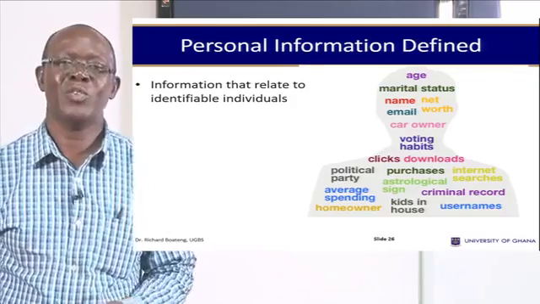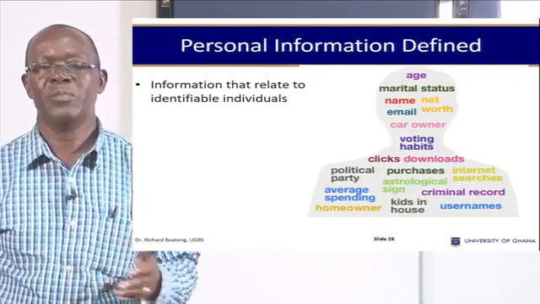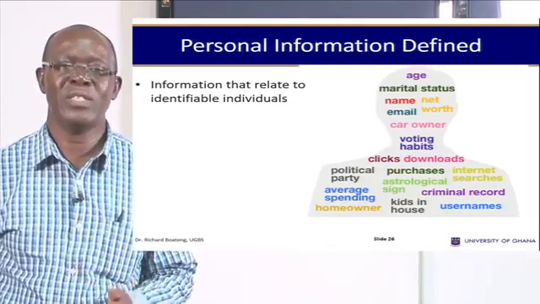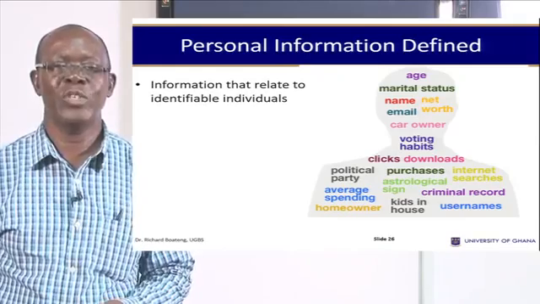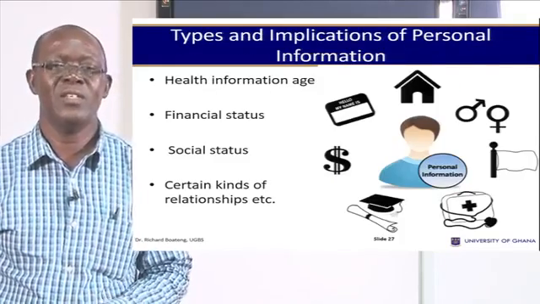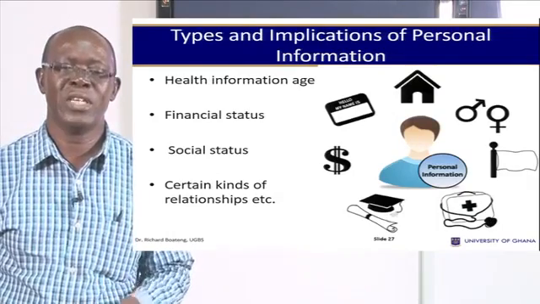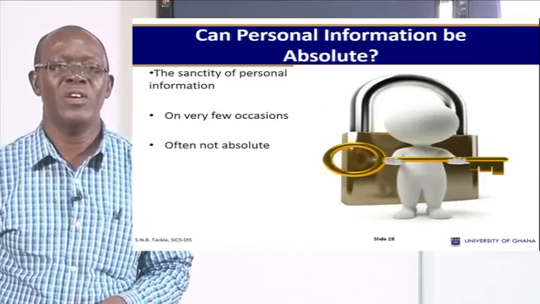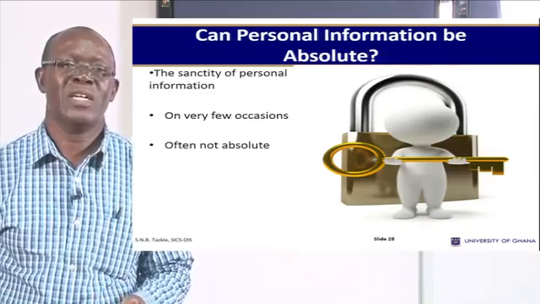Marital status. Some people may also not want their marital status to be known. Email addresses, we have passwords. You don't share them with other people. People don't want people to know their financial status, for example, or their social status. These are the things that we describe as personal information.